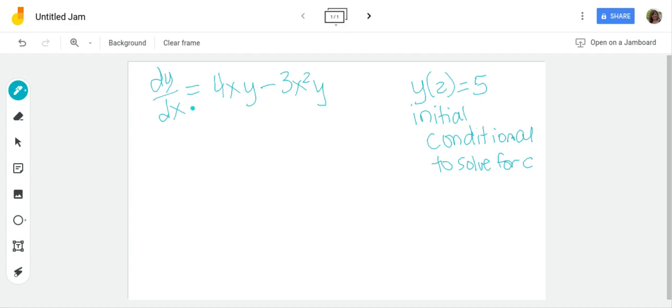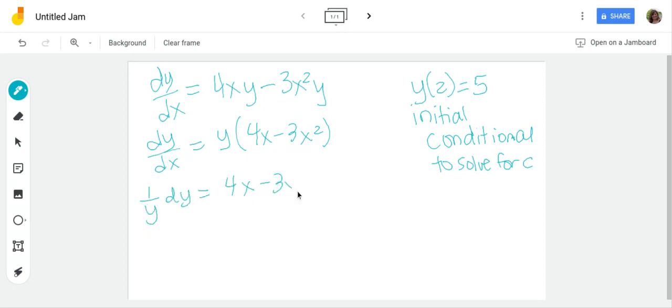All right, so first thing I want to do again is get the x's on the right and the y's on the left. Notice both terms here have a y in them. So what I would do first would be factor out a y. I'd factor a y out of both of the terms, and then I would divide by y, and then I'll multiply the dx to the other side. So I've separated, now I would integrate.